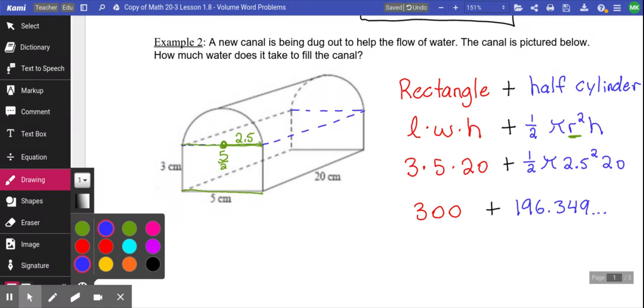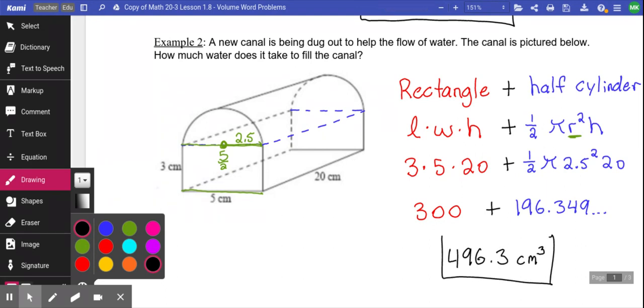Again, if you use 3.14, it's going to be slightly different, but that's okay. You're adding these together because this time we want to do this prism plus this half cylinder. When you add those numbers together, you should get 496.3 centimeters cubed. That would be the volume of that canal. That's how much water it would take to fill that thing.